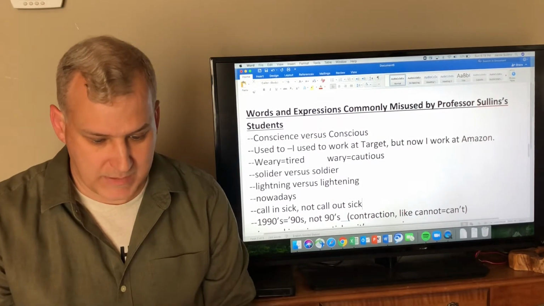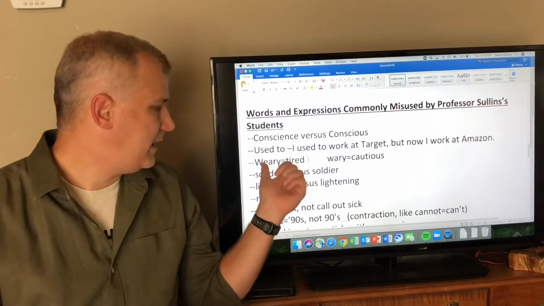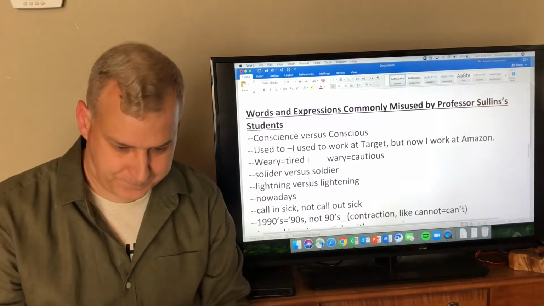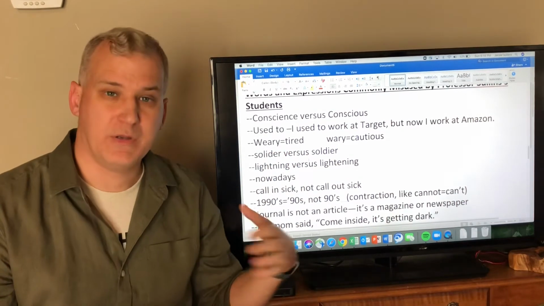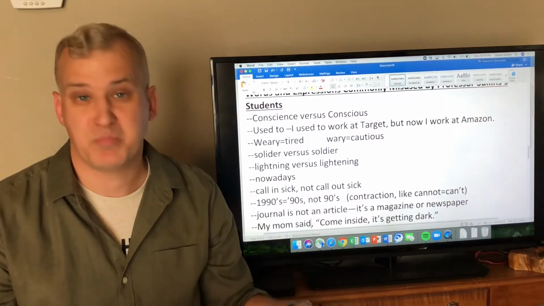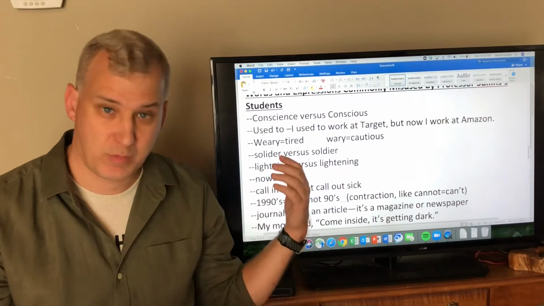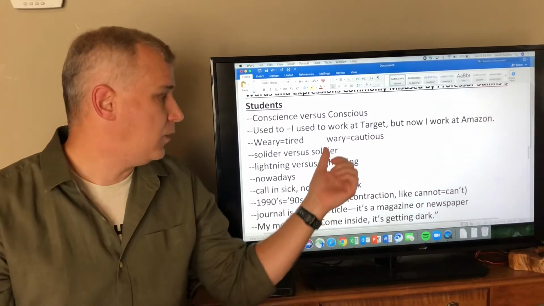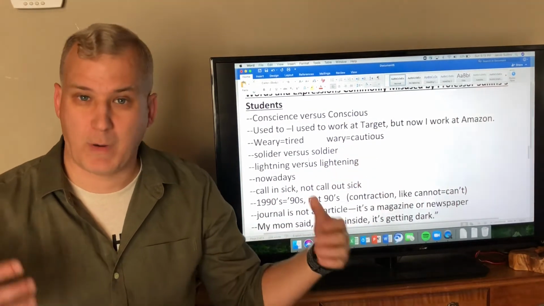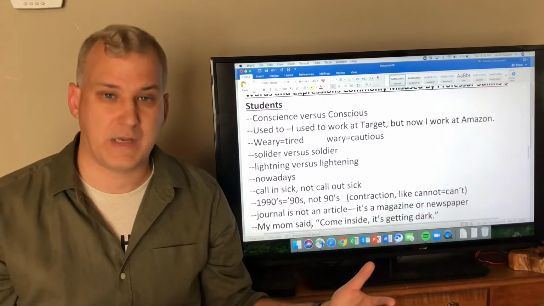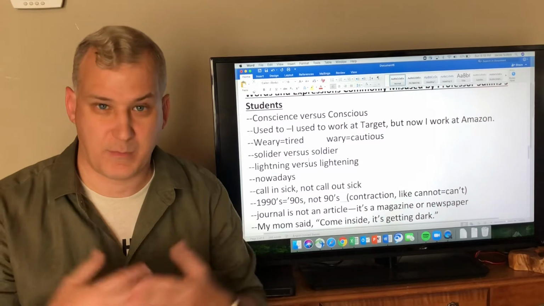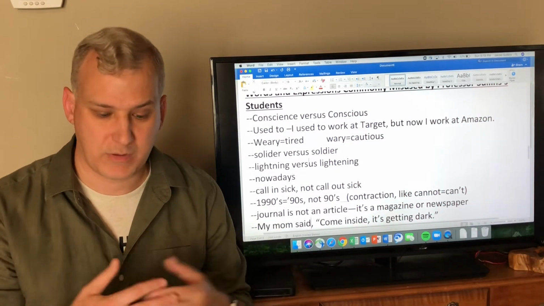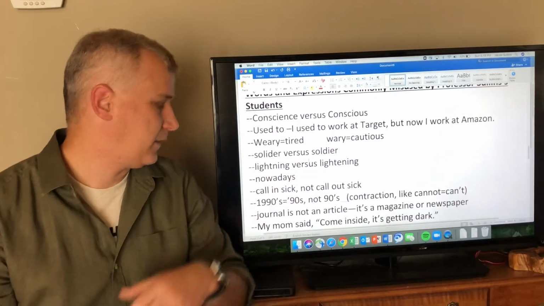The next one is weary versus wary. Weary, W-E-A-R-Y, means you're tired. You've been working all day, you're weary. You've been walking a long time, your legs are weary. Wary means you're cautious. You're wary of going into an old haunted looking house, or you're wary of taking 6 classes because it might be too much to do. Wary means cautious. Weary is tired.